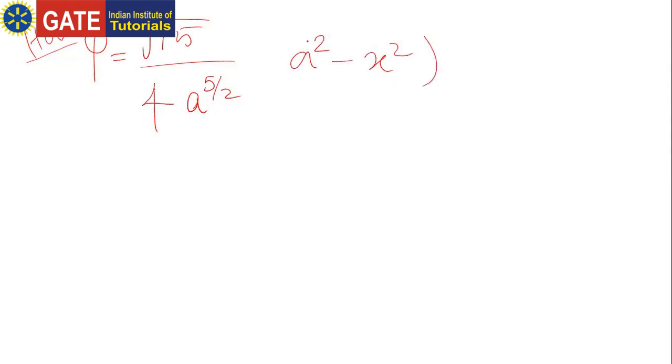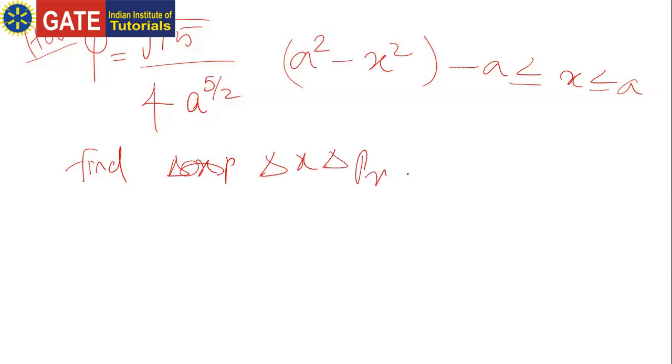Psi is equal to root 15 divided by 4 a power 5 by 2, into a square minus x square, for minus a less than or equal to x less than or equal to a. Find delta x into delta px.